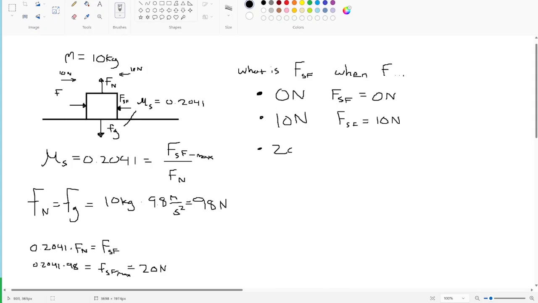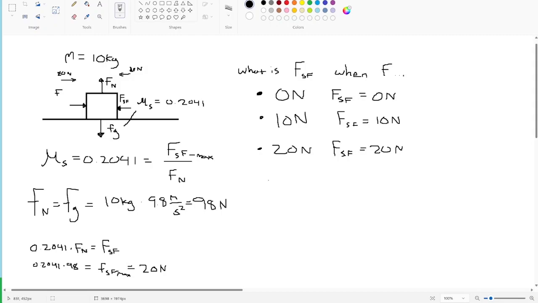So what about 20 newtons? In this case, the force of static friction is going to be at its upper limit. If you follow the same logic, 20 newtons of force this way, 20 newtons of force this way. The force of static friction is going to be equal to 20 newtons.